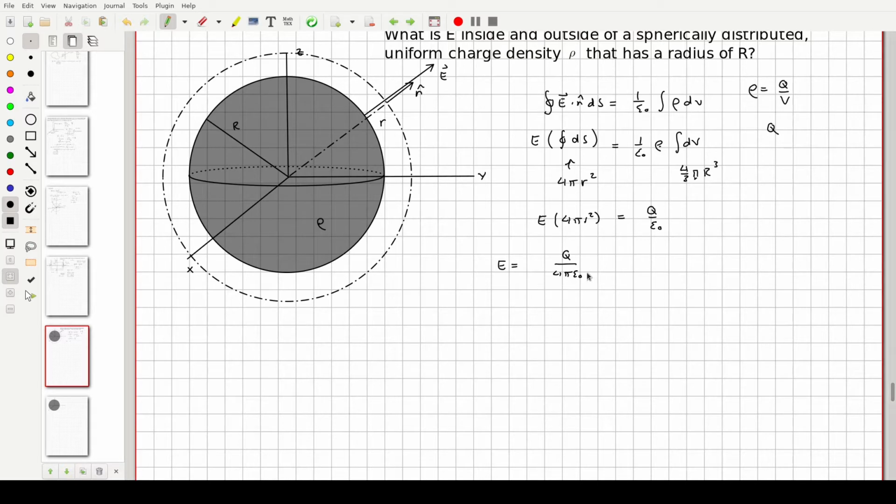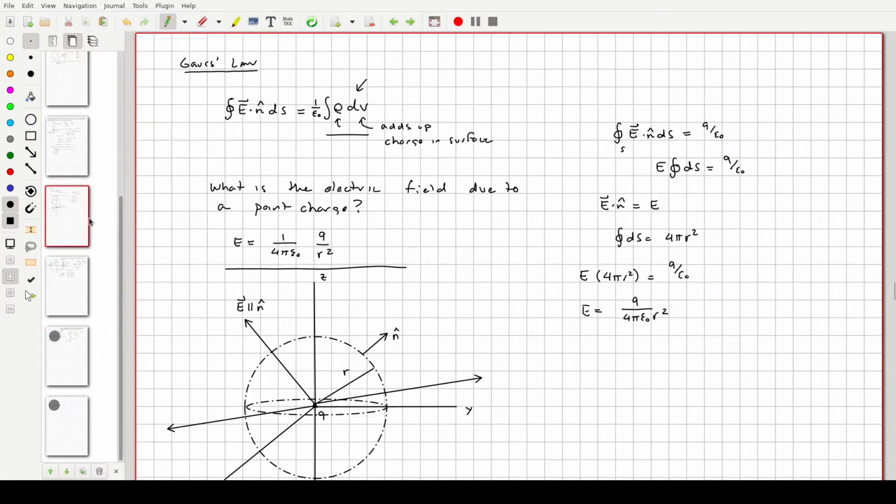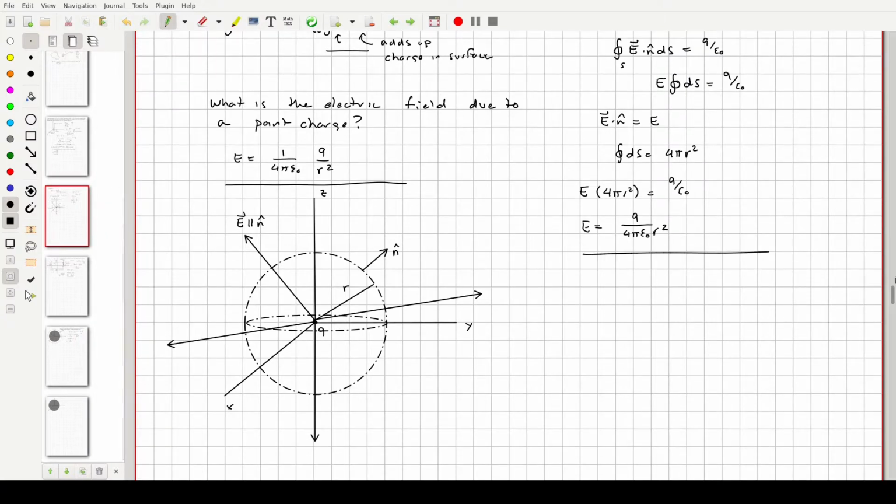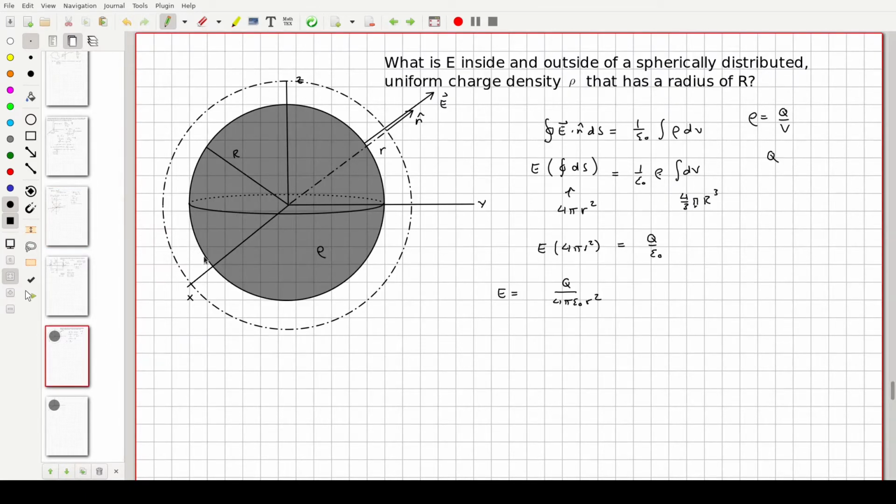This looks familiar for some reason. I wonder why. Oh, it's the same electric field due to a point charge. And sure enough, when you deal with a big, spherically symmetric, uniform distribution of charge, on the outside it looks identical to that of a point charge. It looks the same.